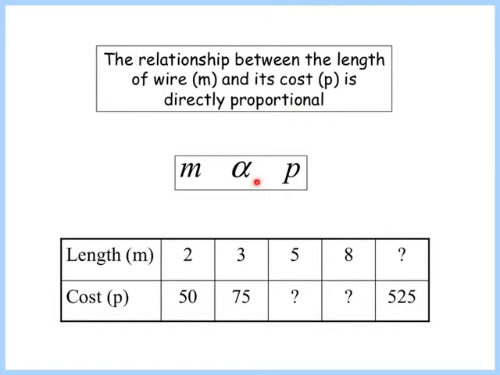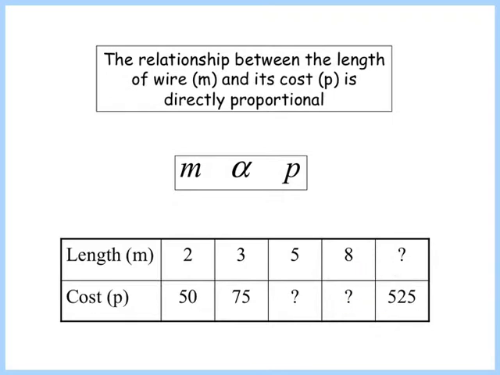that. And this symbol here means proportional to, so whenever you see that, it tells you that M, the length of the wire, is proportional to the cost. Now, it also tells them that they're directly proportional, which means as one goes up, the other one goes up by the same proportion, constantly, each time. So you'll see here that 2 meters of wire cost 50p, and 3 costs 75p. And it keeps on going at the same rate.